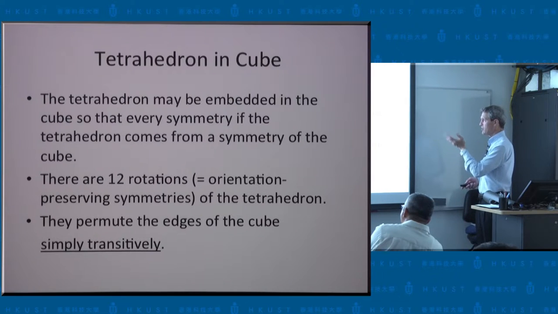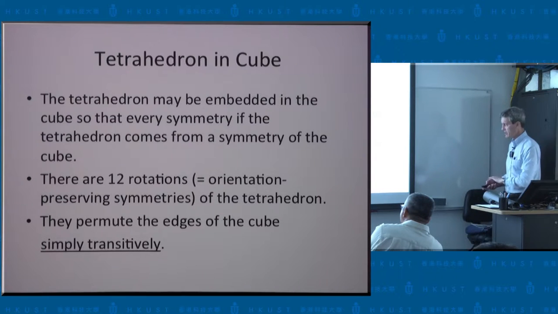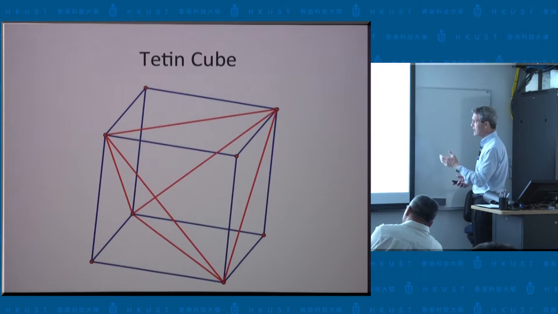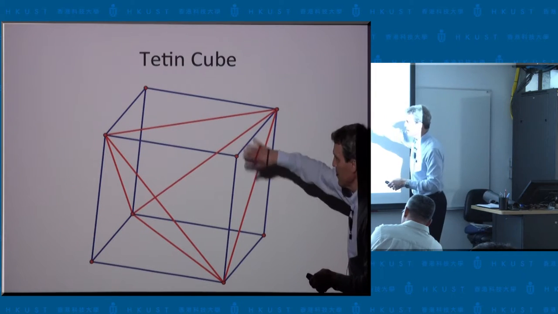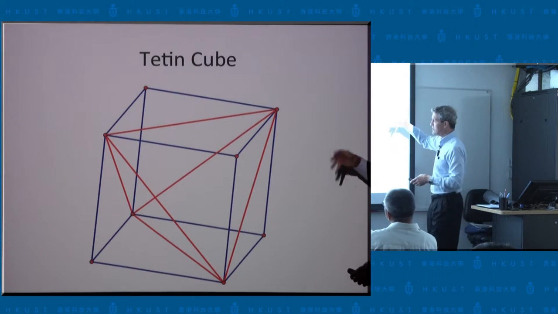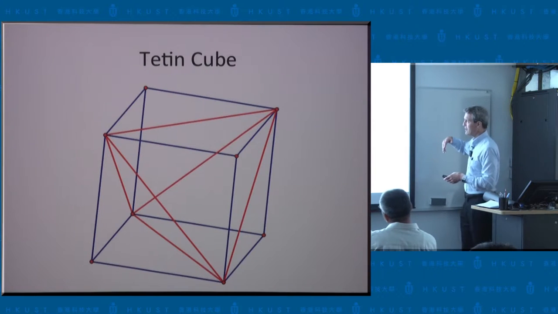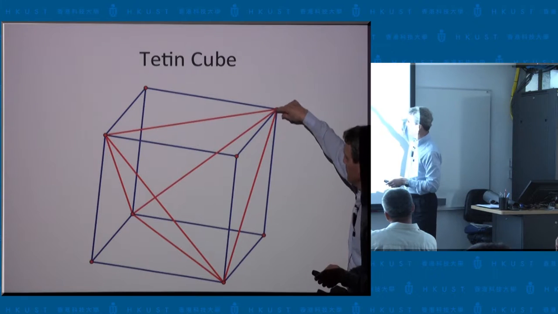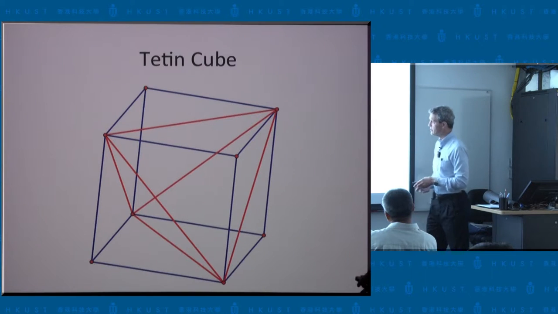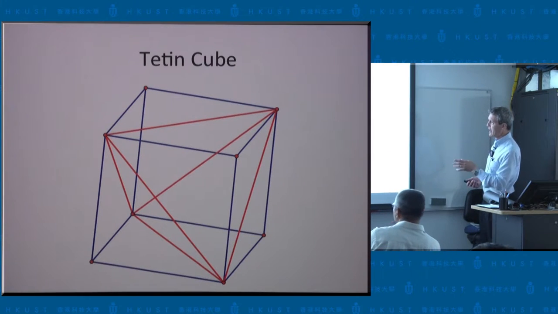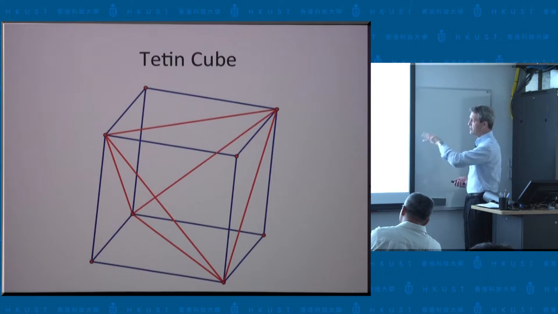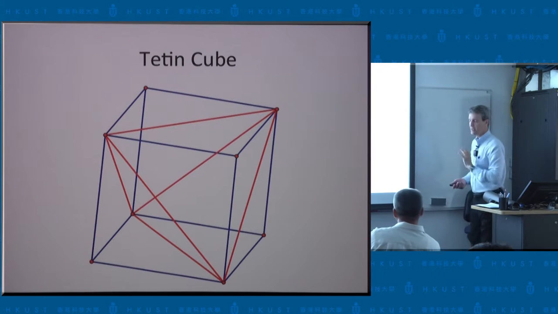So we've said that there are 12 orientation preserving symmetries of the tetrahedron. And if you look at the situation, you can see that they'll move the edges around of the cube. And you can see that you can get from any edge to any other edge, because if you rotate around one of these corners of the tetrahedron, you'll interchange the 3 edges around that. And you can see that by continuing to do that, you can just take any edge to any other edge.